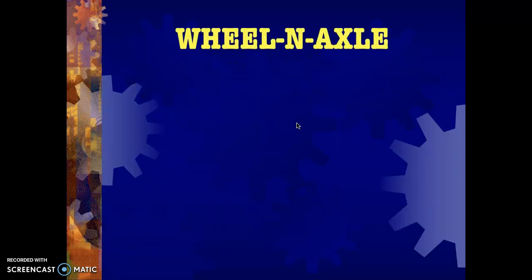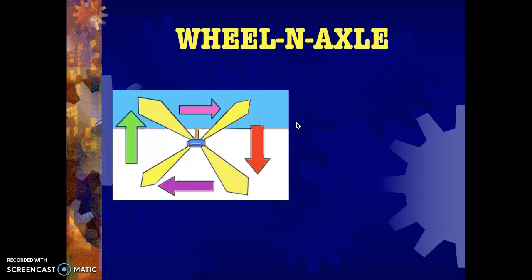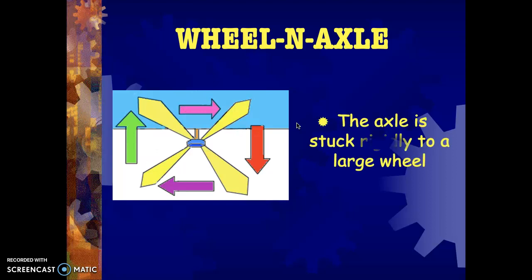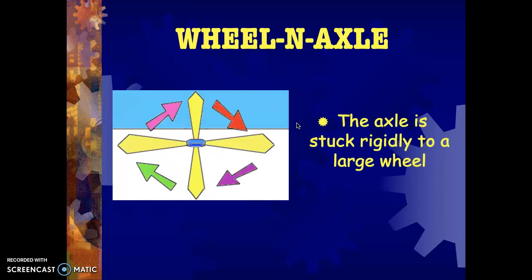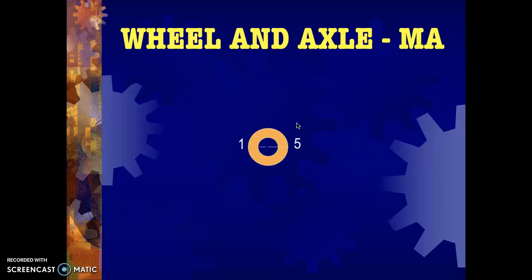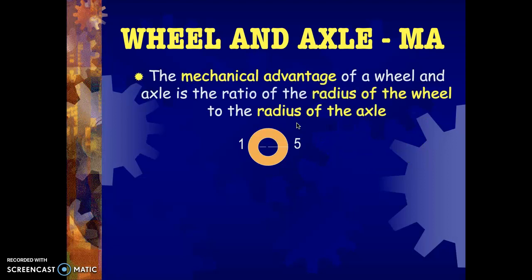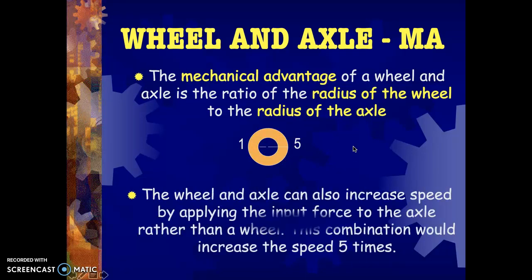Finally, we have the wheel and axle. Wheel and axle, as you can see, is pictured right there. The axle is stuck rigidly to a large wheel. It is the wheel that in many cases is rotating. To find the mechanical advantage, you simply take the radius of the wheel and compare that to the radius of the axle. So the radius of the wheel is the point here. The radius of the axle is right here. So again, the wheel and axle, and you're simply going to do a division problem.